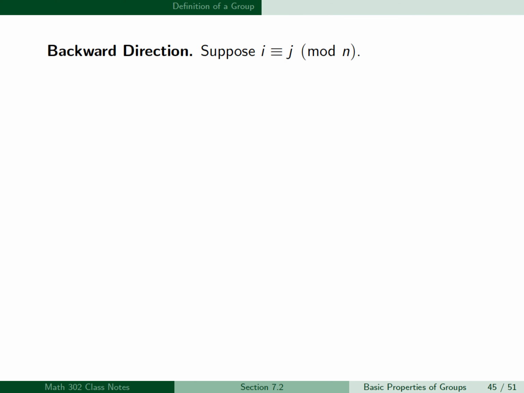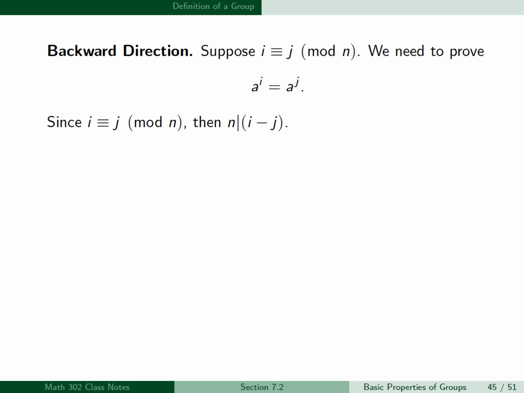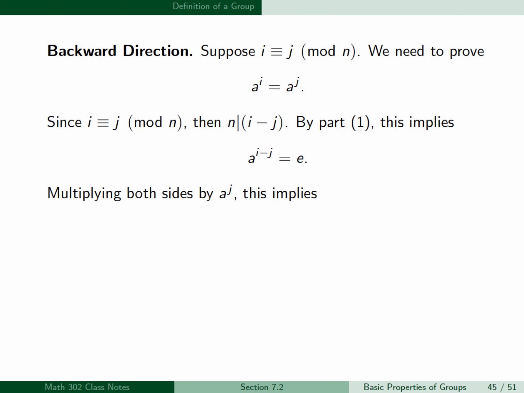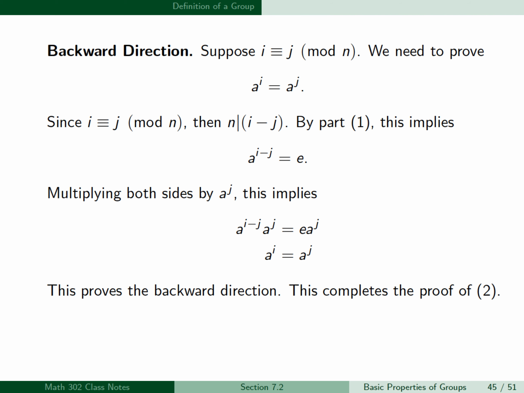For the backward direction, we'll suppose i is congruent to j mod n. We need to prove a to the i is equal to a to the j. Now since i is congruent to j mod n, then n divides i minus j, and by part 1, this implies a to the i minus j is equal to the identity e, and multiplying both sides of this equation by a to the j, this implies a to the i minus j times a to the j is equal to e times a to the j, and this simplifies to a to the i is equal to a to the j. And this proves the backward direction, and this completes the proof of part 2 of the theorem.